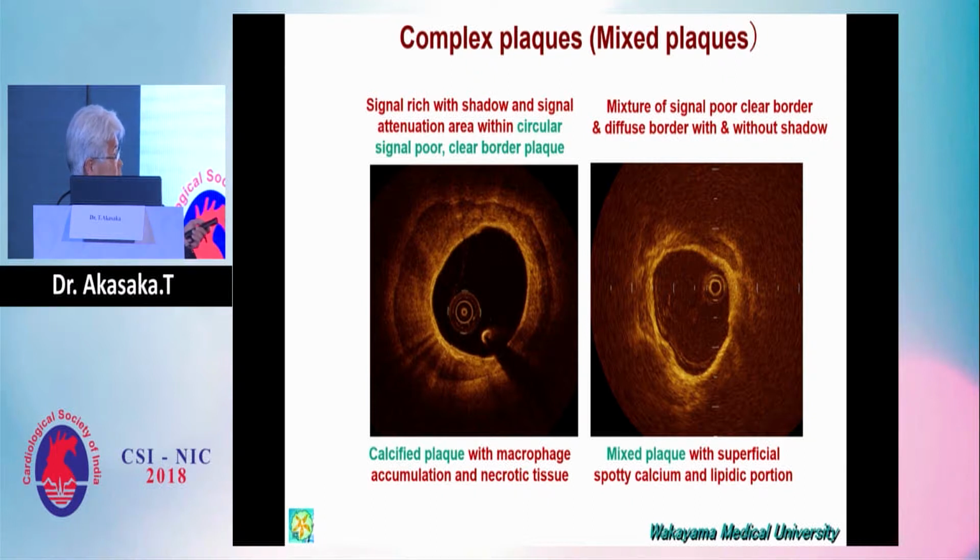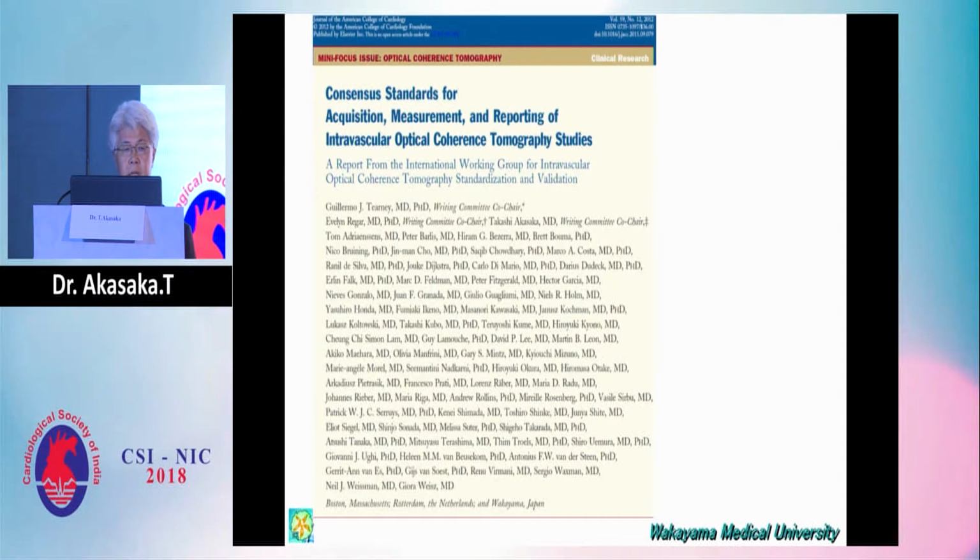Right-hand side, much more complex. You can identify several spotty calcium here and here and here, and from 3 o'clock to 6 o'clock, there is a diffuse border, signal-poor region. This might be the lipid. So the true plaque is much more complex. This is mixed plaque, as you know.